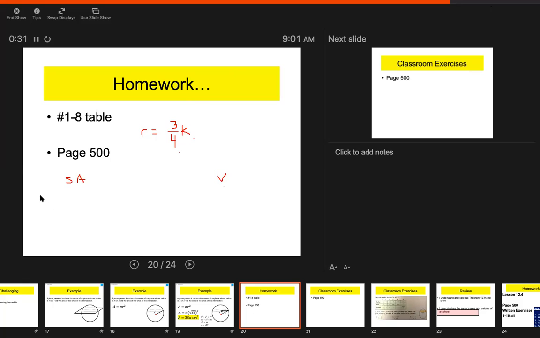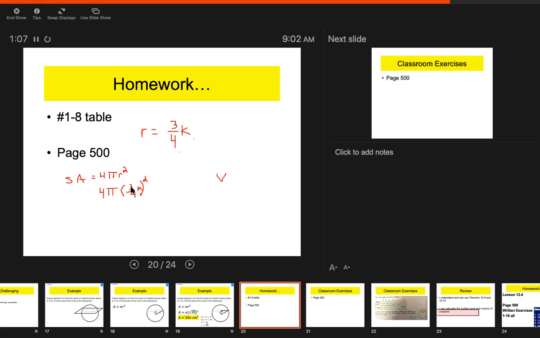Surface area is equal to 4 pi r squared. It does want you to leave things in terms of pi. So 4 pi r squared, and we simply need to plug in 3/4 k. So 4 times pi times parentheses 3/4 k, and square that number right there. Surface area is pretty easy. It's no big deal.